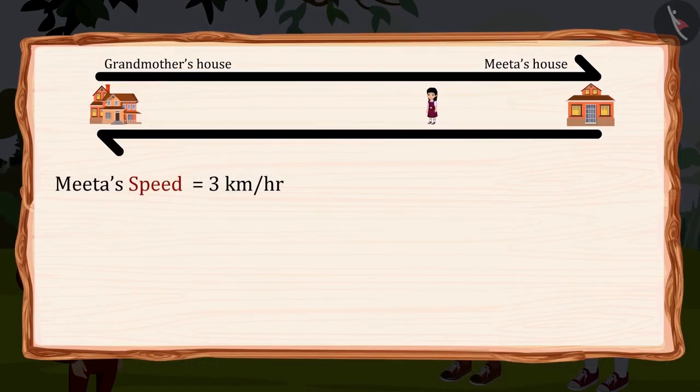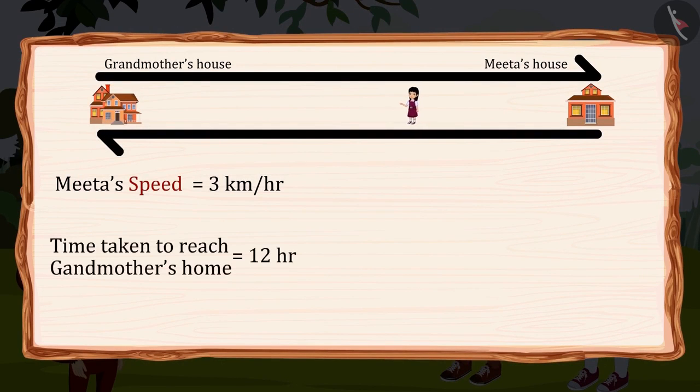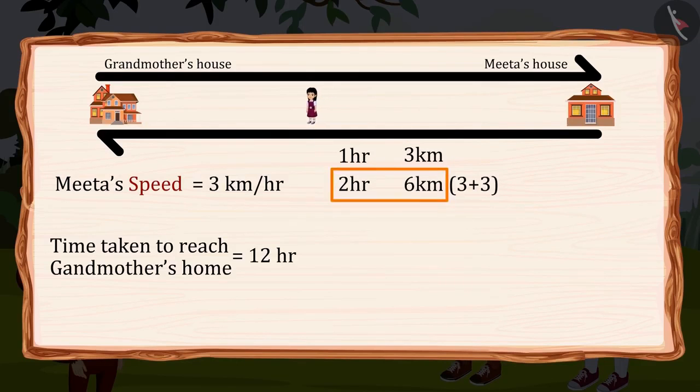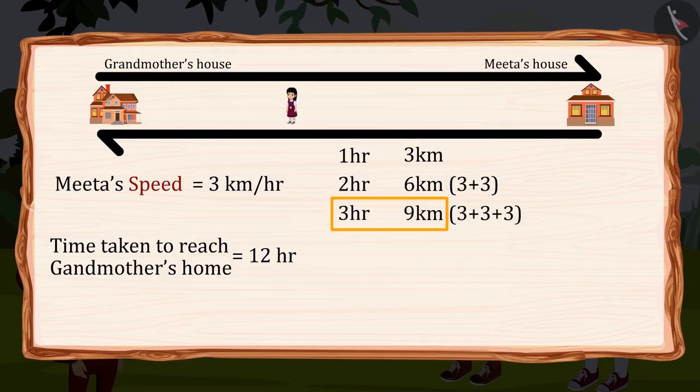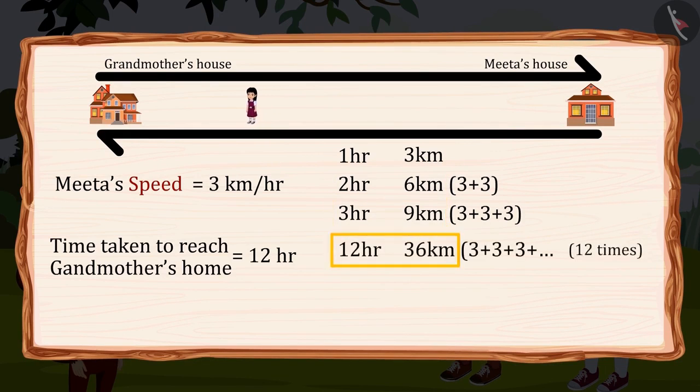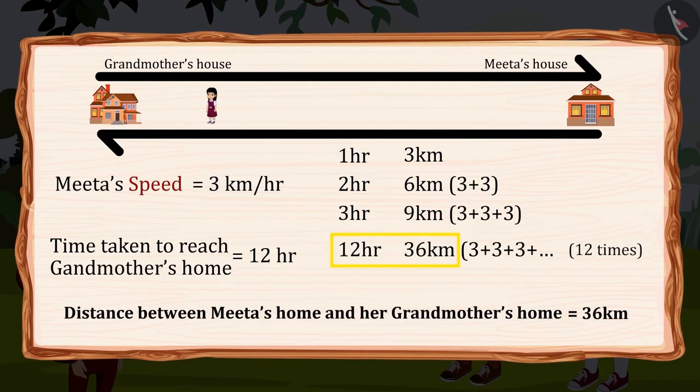Here, Meeta's speed is 3 kilometers per hour and she took 12 hours to reach her grandmother's home. That means Meeta walks 3 kilometers in 1 hour. So she will walk 6 kilometers in 2 hours, 9 kilometers in 3 hours. Similarly, she will walk 36 kilometers in 12 hours. So Meeta's house is 36 kilometers away from her grandmother's house.